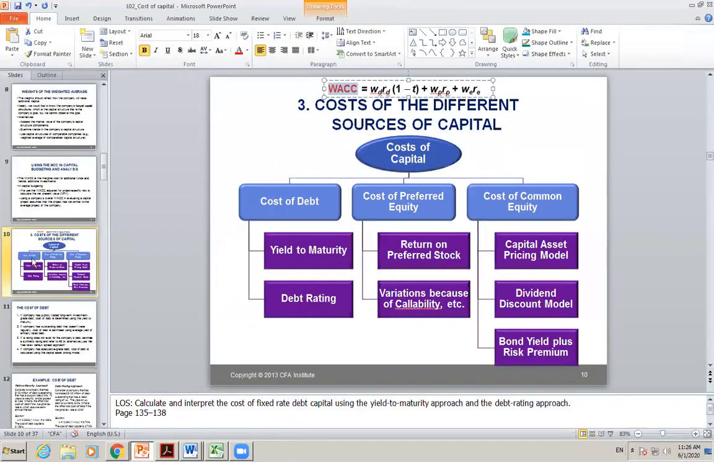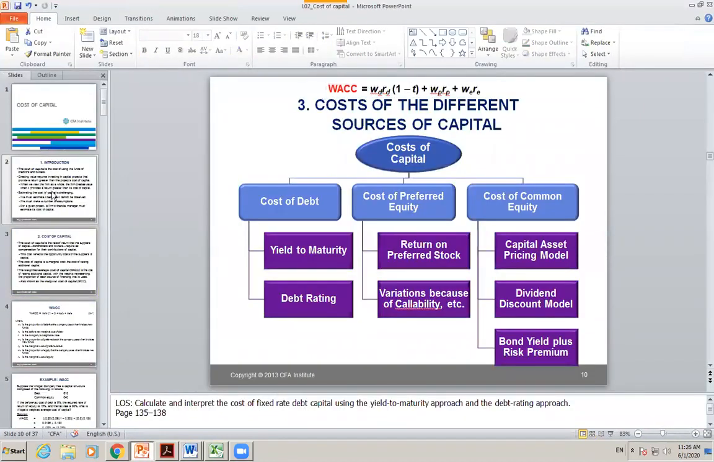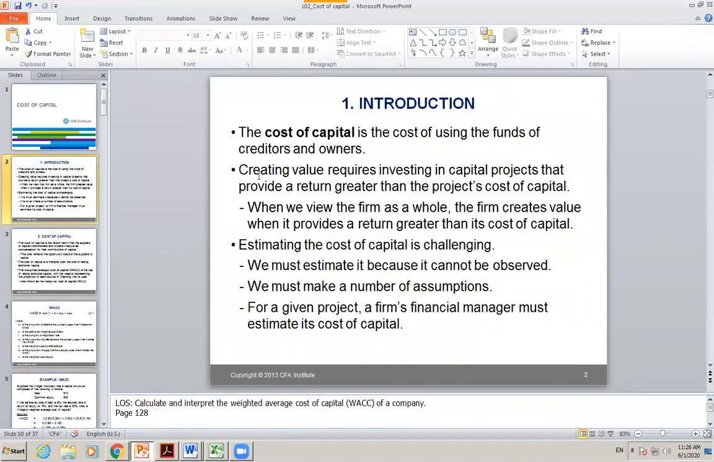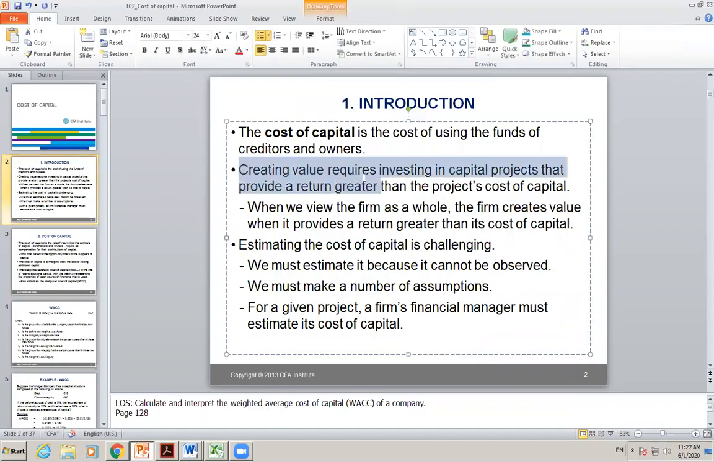If you remember, I just read the definition here of the cost of capital. It says creating value requires investing in a capital project that provides a return, here's the keyword, greater than the project cost of capital. Our cost of capital is the weighted average cost of capital.